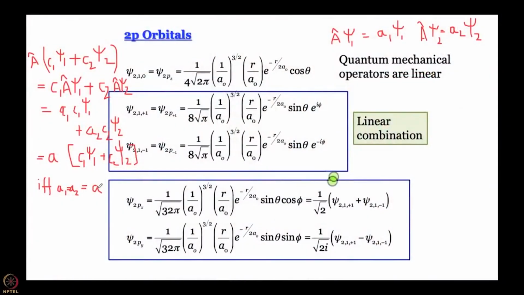If you take this e to the power i phi wave function and somehow measure the z component of angular momentum, every time you measure you get +1. If you take the second one, m equal to -1, e to the power minus i phi wave function, every time you measure you get -1 Lz value. If you take 2px and perform say 10 lakh measurements, for 5 lakh times you will get +1, and for the remaining 5 lakh times you will get -1.